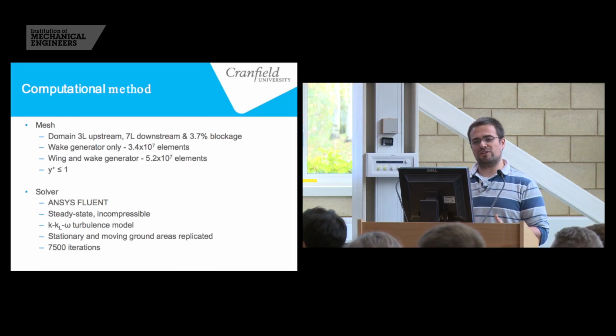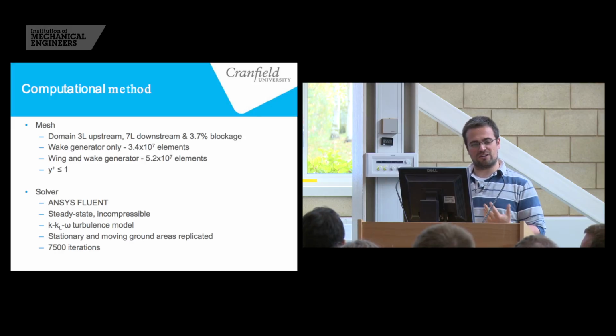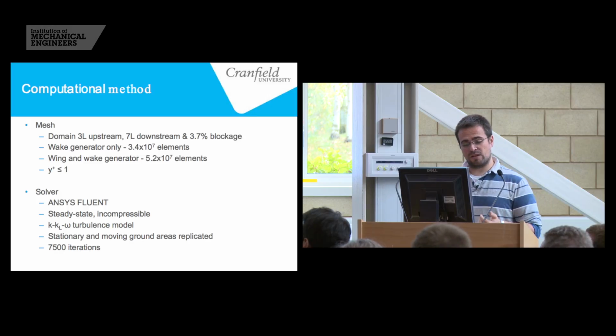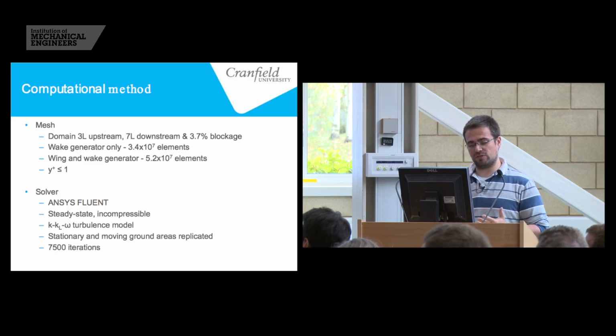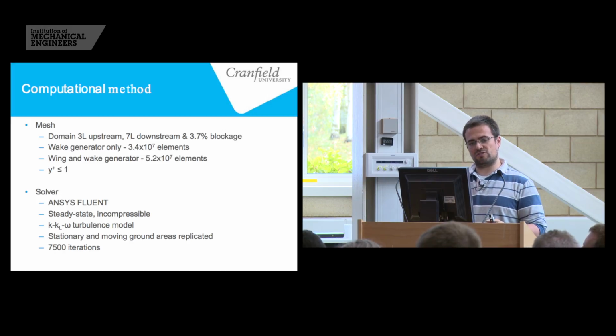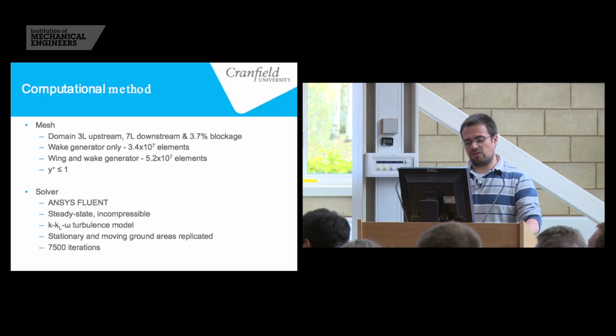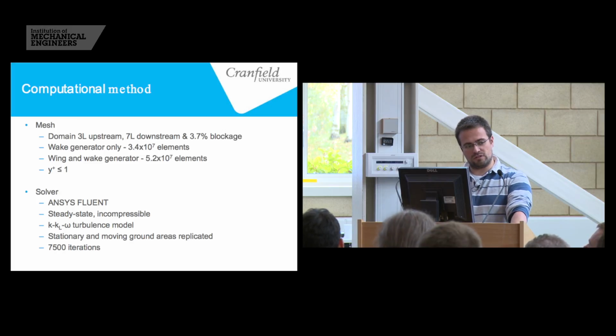So the computational method came up because we had some equipment that broke down, and because I was a bit stuck, I decided to use the LDA data that I had acquired to validate a computational method. So a domain was generated that was 3 times the length of the wake generator upstream, 7 downstream, and it had roughly a blockage ratio of 3.5%. The wake generator on its own was 34 million elements, and I used the same domain to immerse the wing, because the wing is much smaller, the domain actually fit inside, and that took us to about 52 million elements. I was using the k-kL-omega turbulence model because I wanted to fully resolve the boundary layer of the wing, so I could compare with the flow-viz results that I had seen.